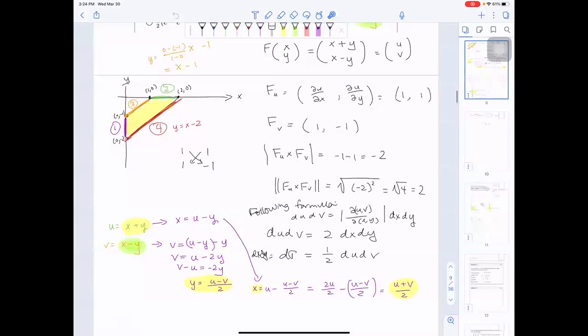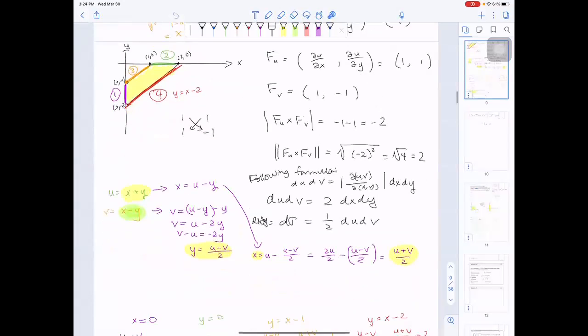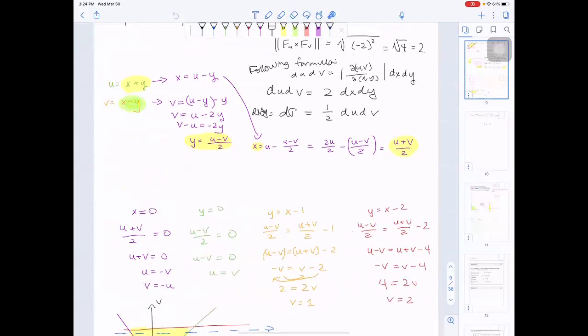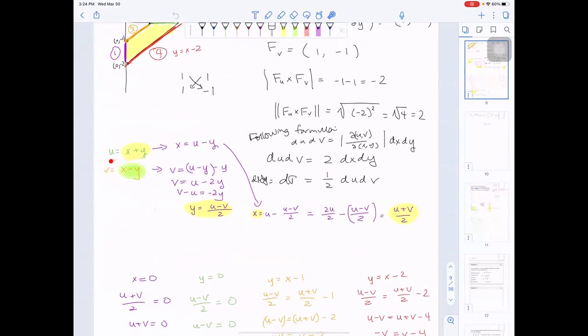Okay, now for the bounds, we start with x equals 0. So x equals 0. I used what we chose for u and v. But so that is changing variables.